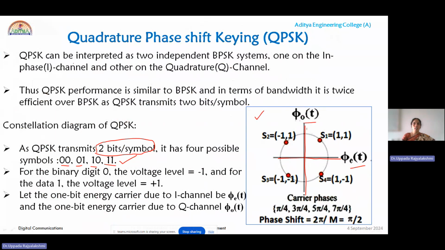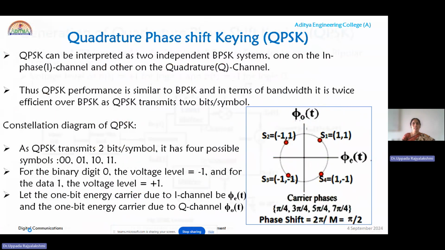Here you should remember that QPSK can be interpreted as 2 independent BPSK systems, one in the in-phase and the other in the quadrature phase. For a binary digit 0, the voltage level is -1, and for the data 1, the voltage level is +1. And we already discussed that the x-axis represents the 1-bit energy carrier due to the I channel. Similarly, the 1-bit energy carrier due to the Q channel is phi o of t, which is represented with the y-axis. This is due to the odd sequence, which is why we have represented O here, and E represents the even sequence.